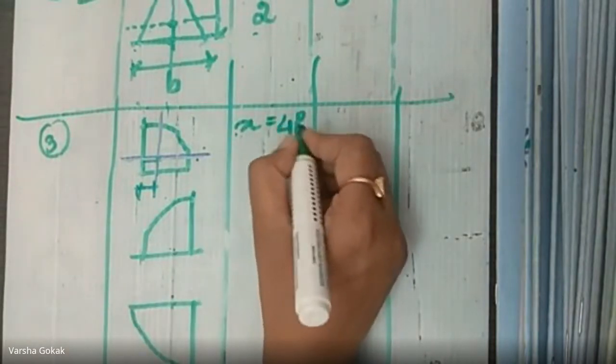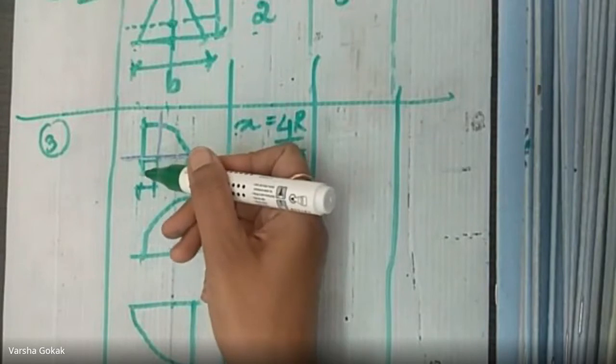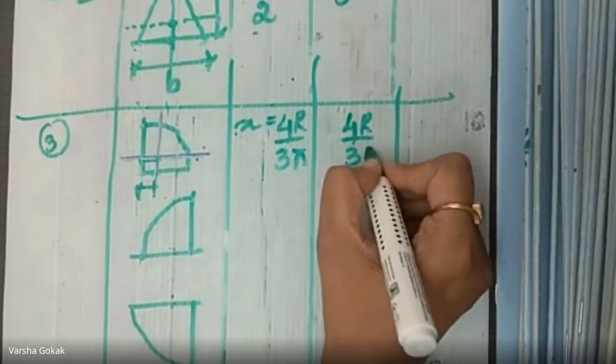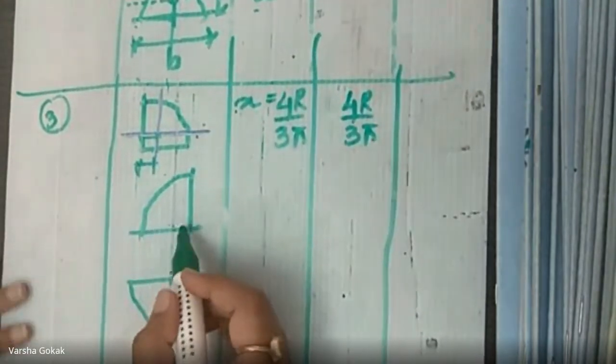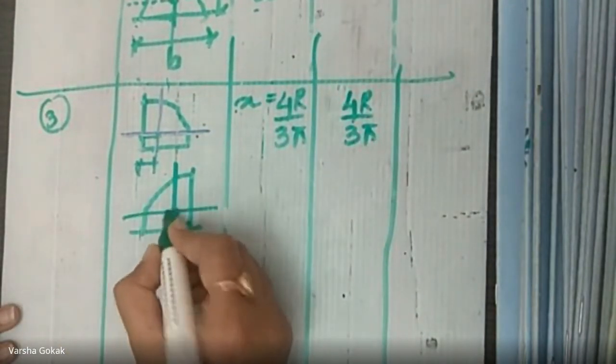It is 4r by 3 pi, and y is also the same. This distance y is from here to here. So it is 4r by 3 pi. Right? When I go to this figure, my CG is now going to lie here.